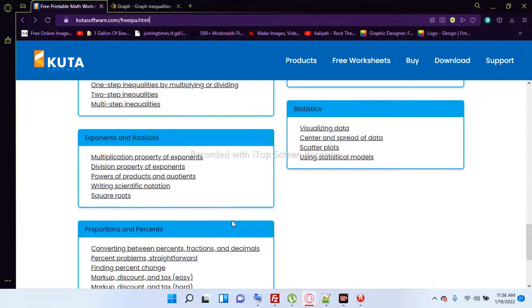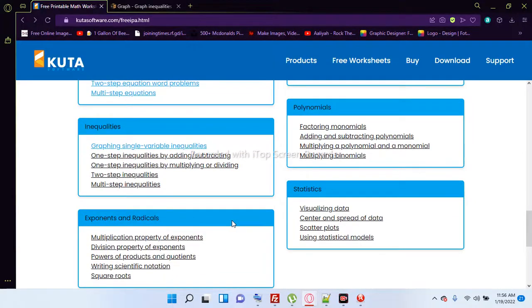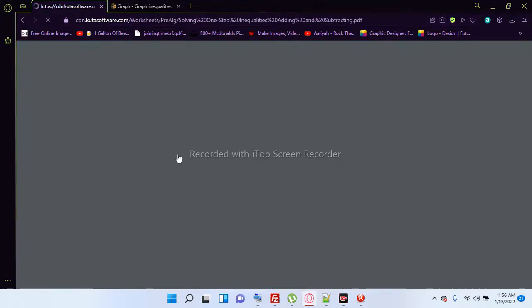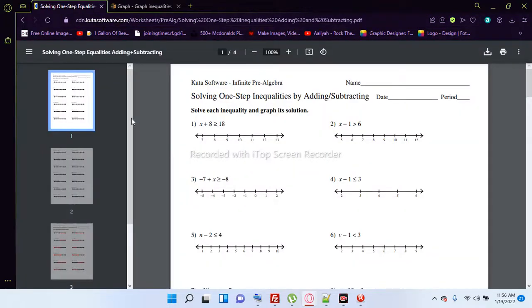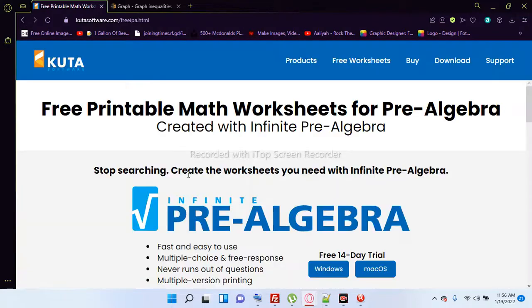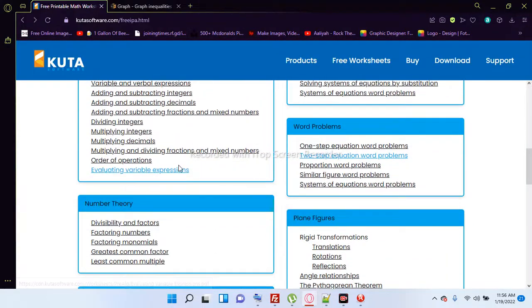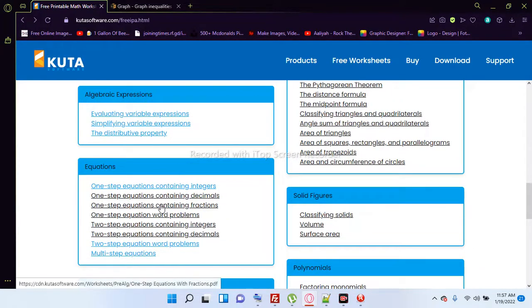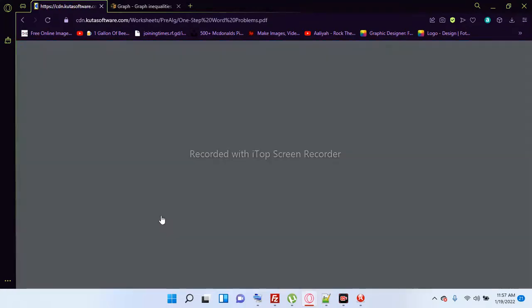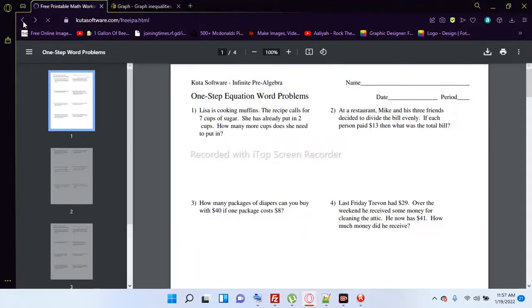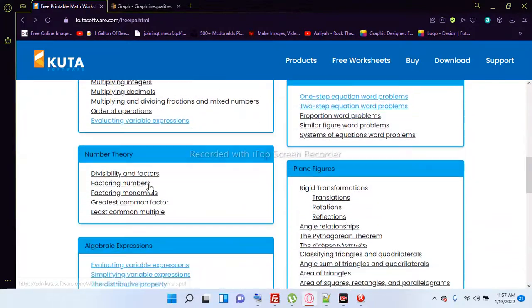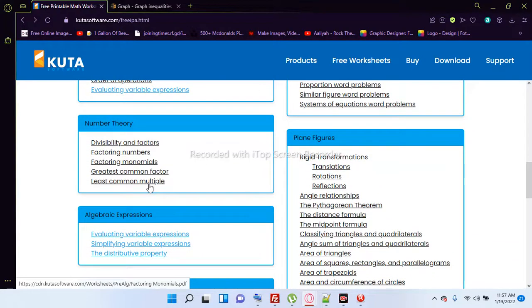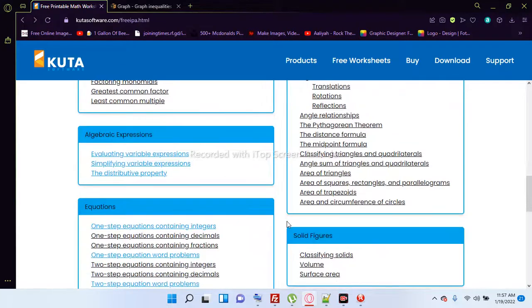Now, let's see. Graphing inequalities. One-step inequalities by adding and subtracting. Now, I don't want to do any more of those. I showed you how to solve those all day. No problem. One-step equation word problems. No, we're not going to do those.